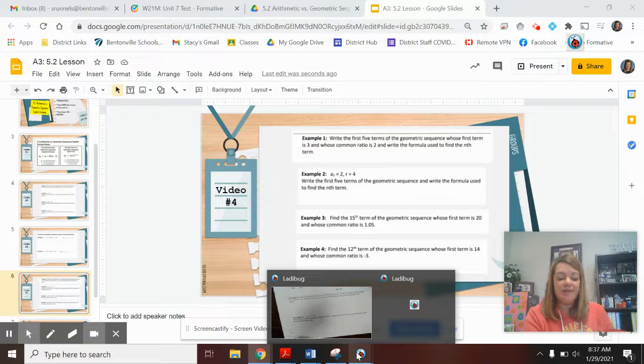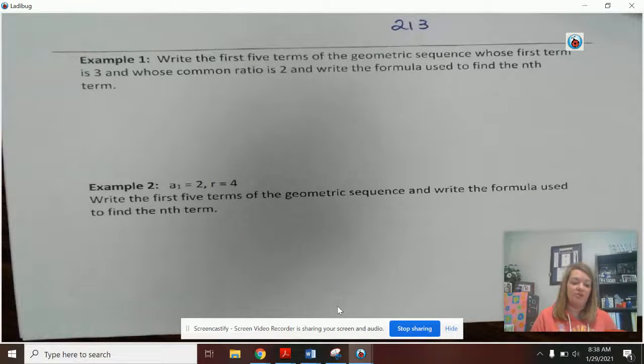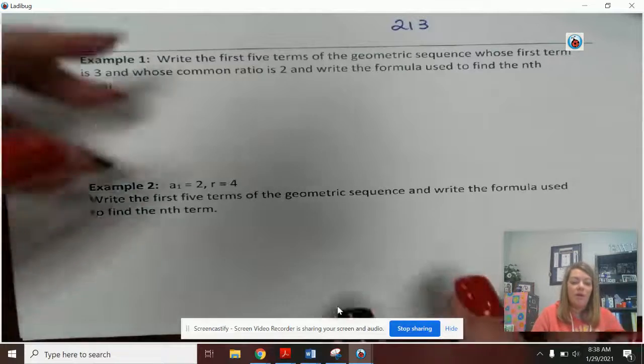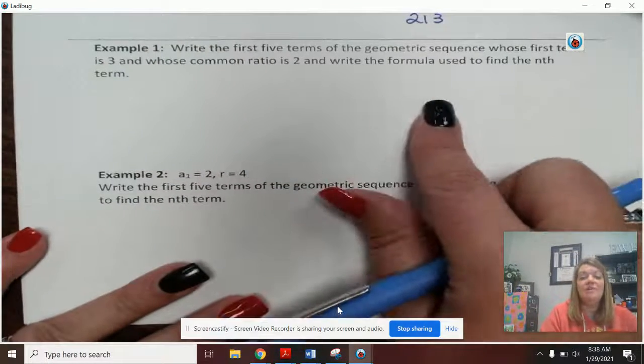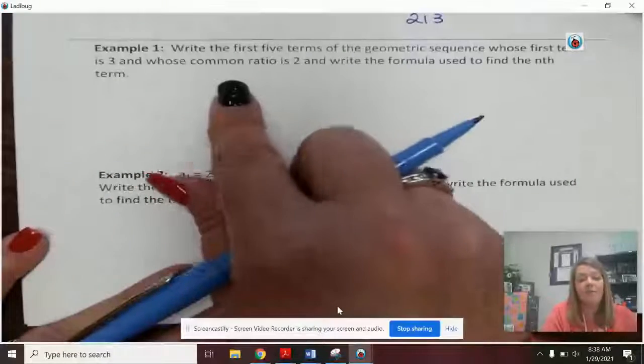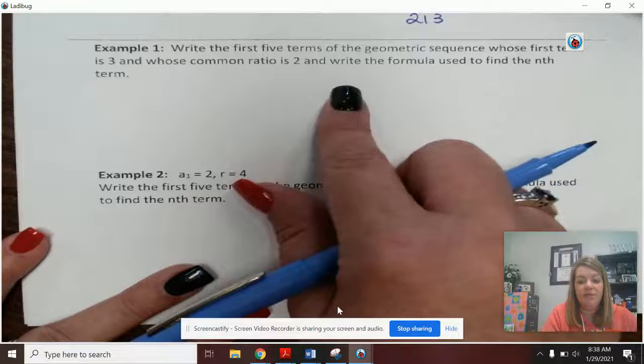All right, now we're going to do some examples using the geometric sequence explicit formula. We've done all arithmetic so far. Let's do a few using the geometric one. So example number 1 says write the first 5 terms of the geometric sequence whose first term is 3 and whose common ratio is 2. And then write the formula that you would use to find the nth term.